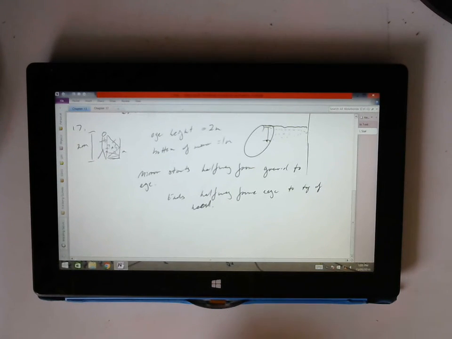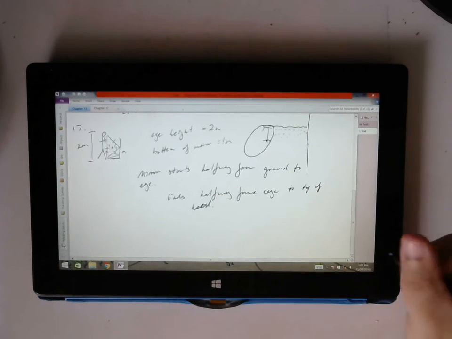Remember, a mirror needs to be half the size of the object in order to see the whole object, or at least half the size of the object. Anything less won't work.